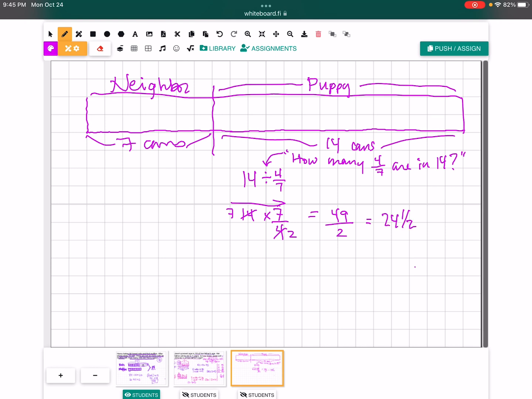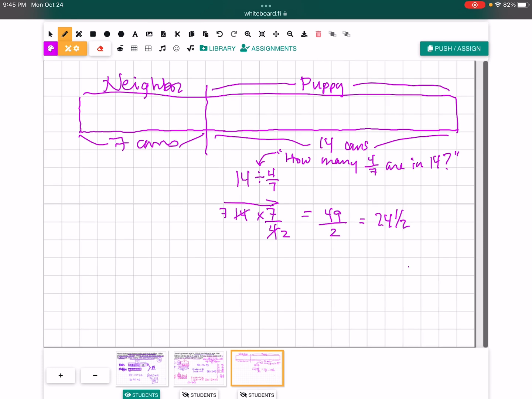It looks like Jane has 24 days. All right. And then this will be a half day left over. The correct response actually is rounding down because she doesn't have a full 25 days. She only has 24 and a half.